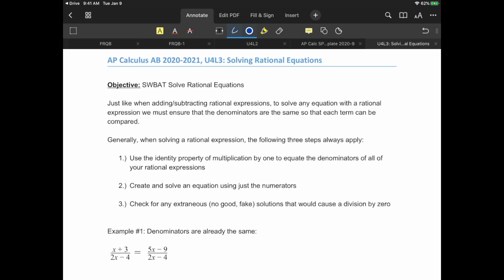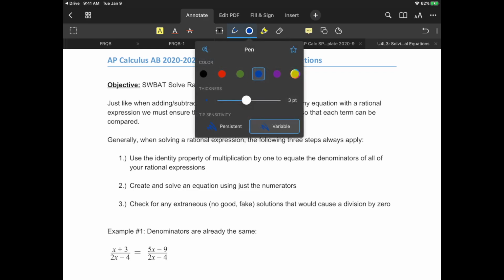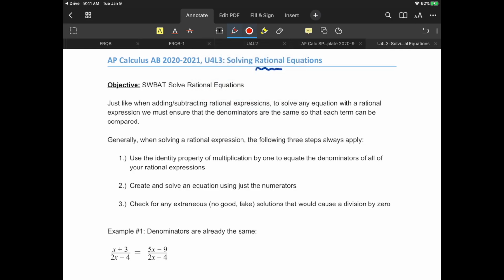Unit 4, Lesson 3, solving rational equations. Again, this is just a fancy word for fractions. So we're going to be talking about solving equations where some of the terms are fractions. And the key point is the same as it was last class. Last class, we learned how to add and subtract rational expressions.